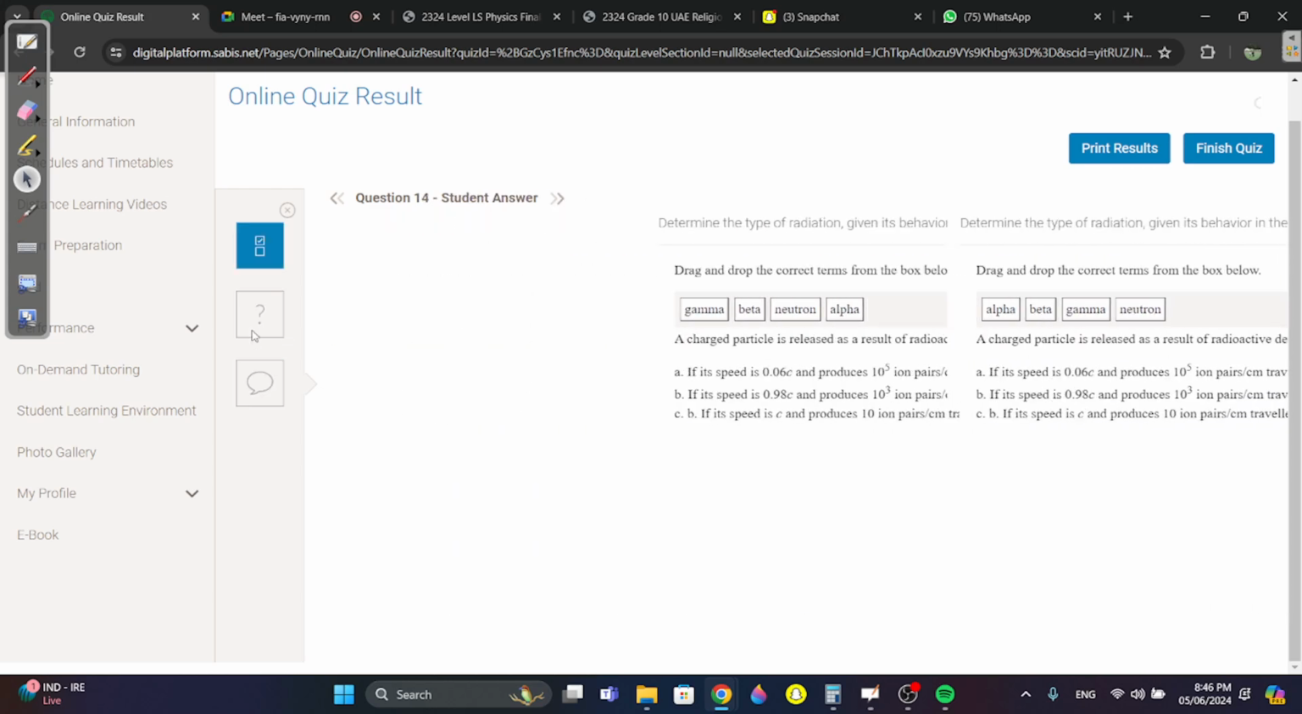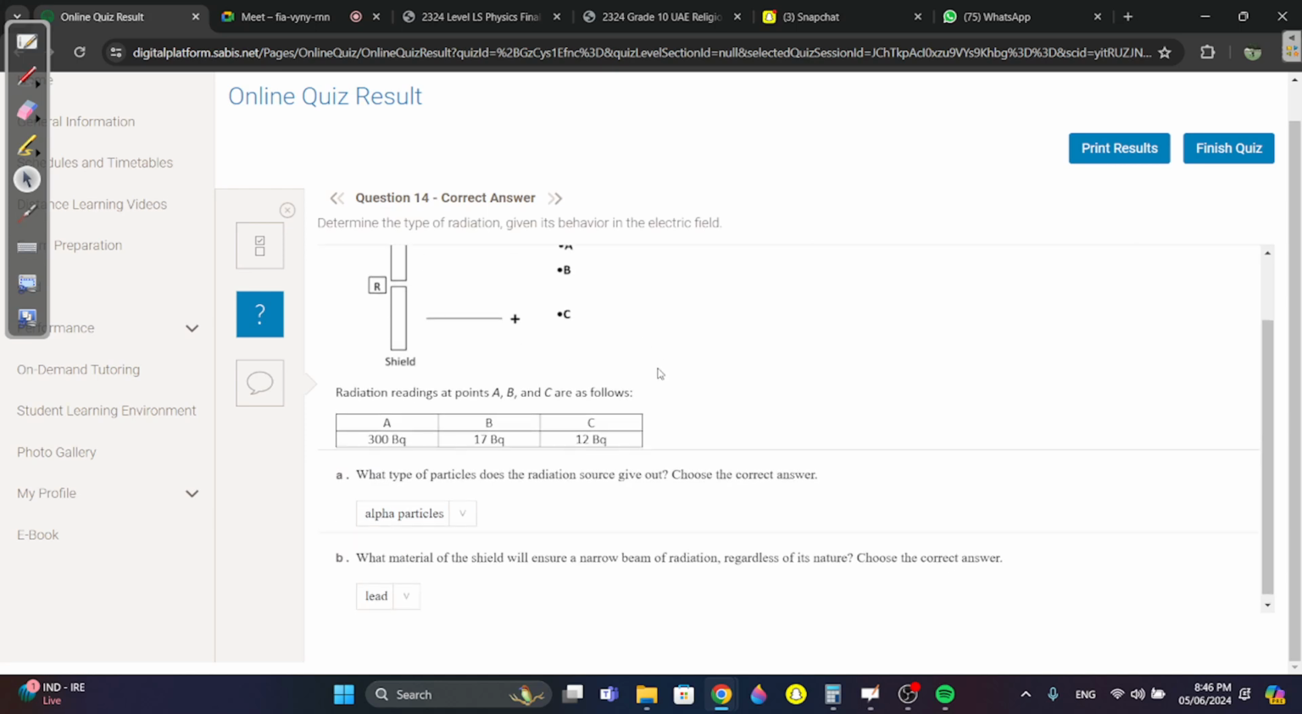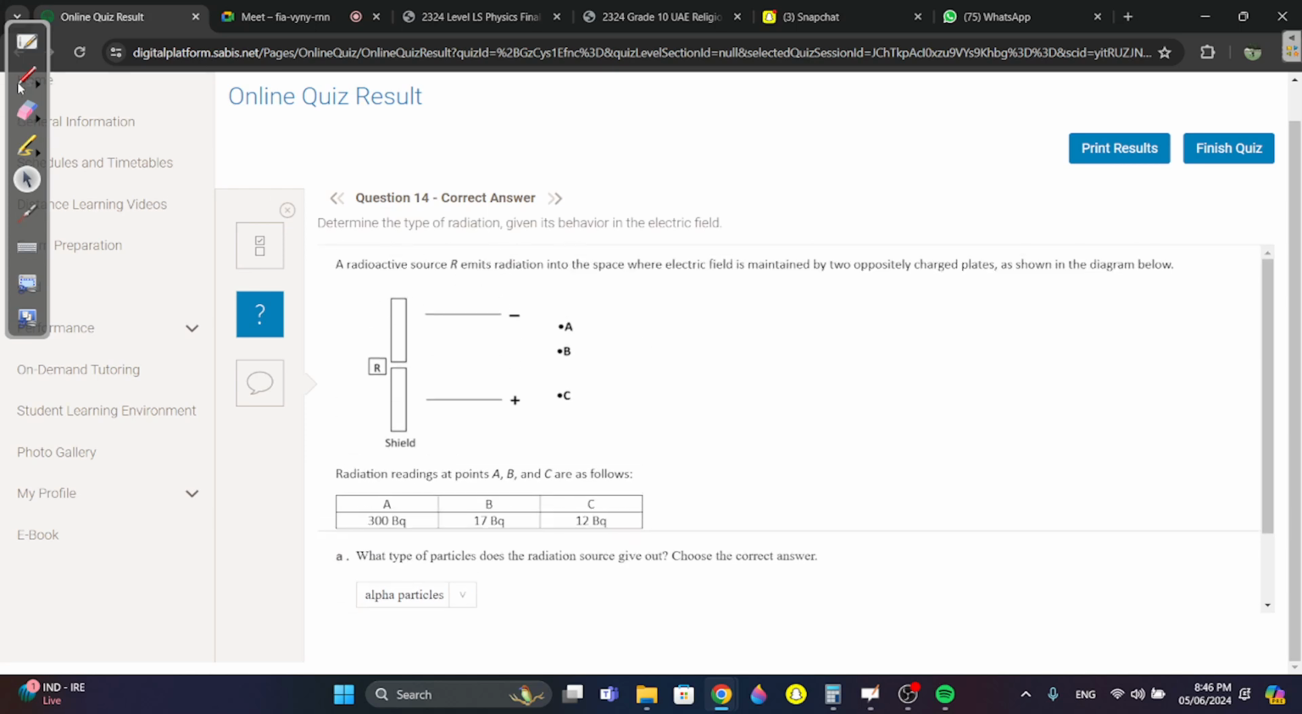Question 14. A radioactive source emits charges. What type of particles does the radiation give out? So you have A, B, C. A has a really high count, B and C have low counts. Always remember, take this as a rule: if the radiation counter is very low, it doesn't mean it's detecting radiation.